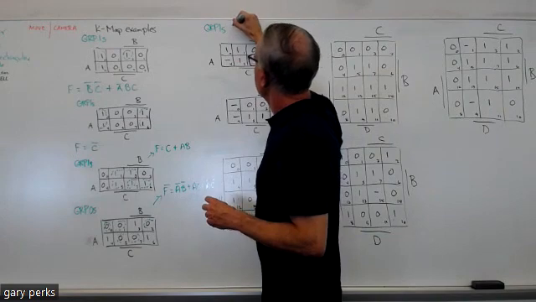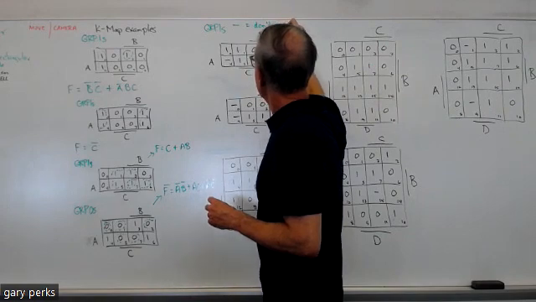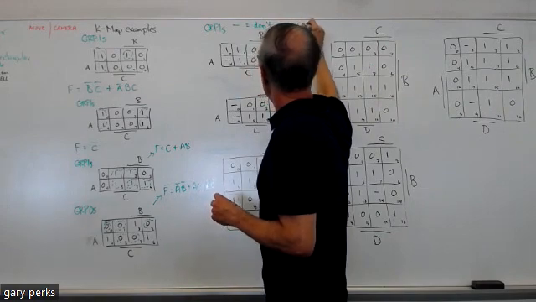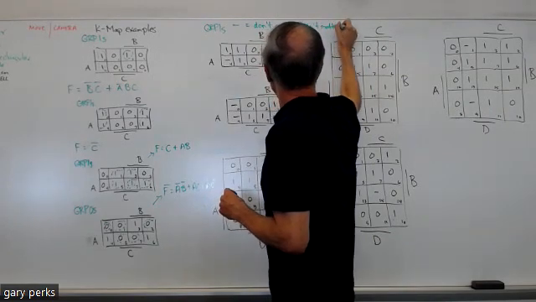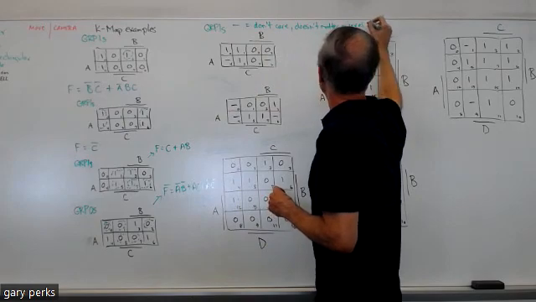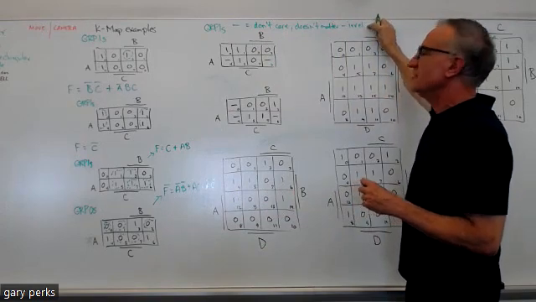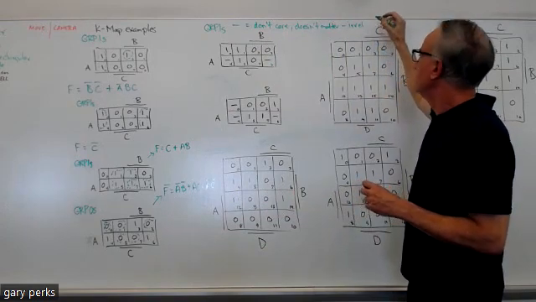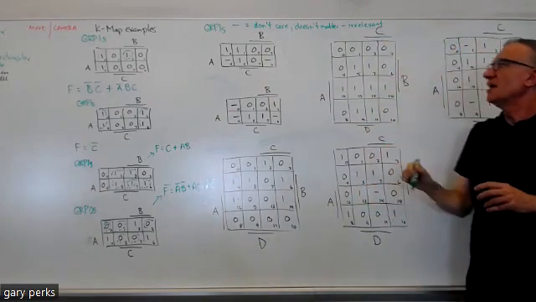What the dash represents is don't care, doesn't matter, irrelevance. Irrelevance. Who's a good speller? Irrelevant. It's E-R-R-E-L. Is it another E than B-A? If that's wrong, I apologize.